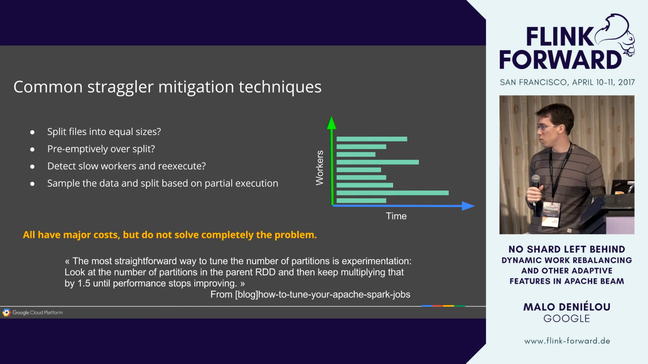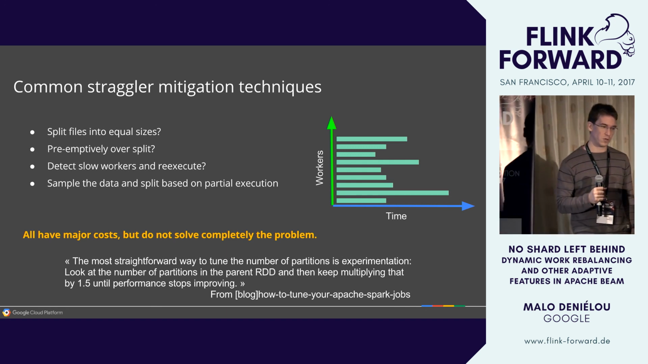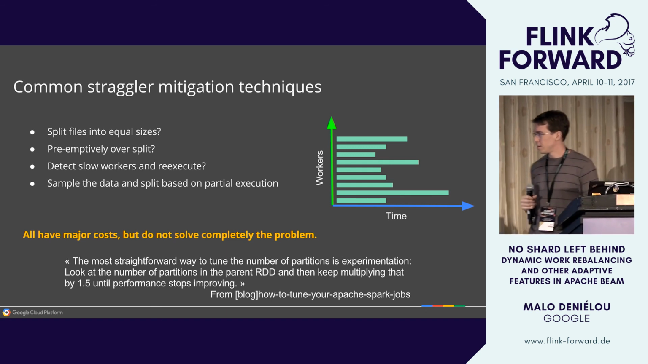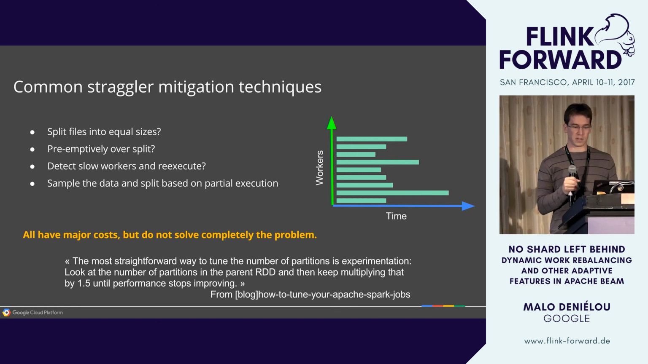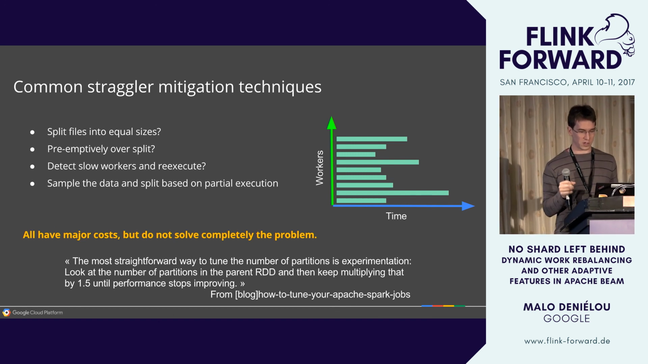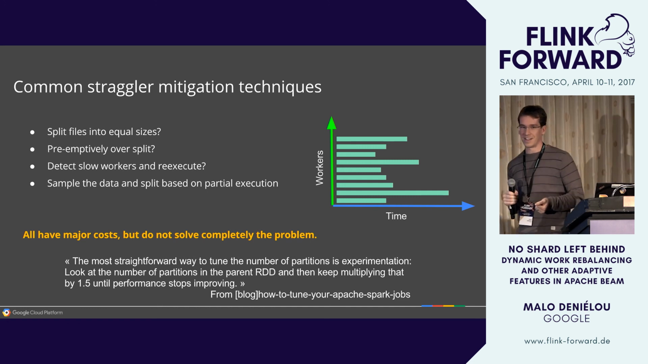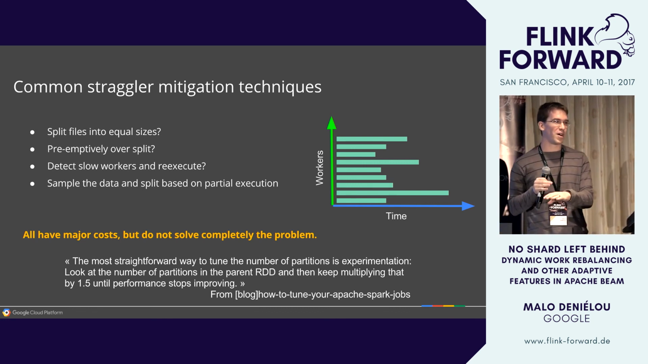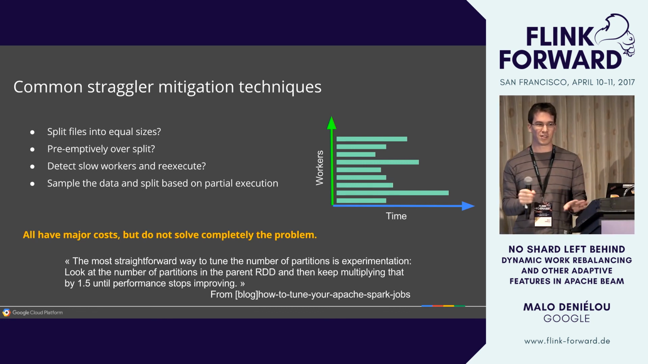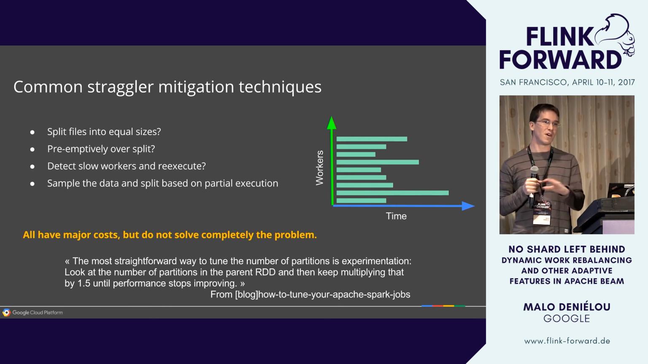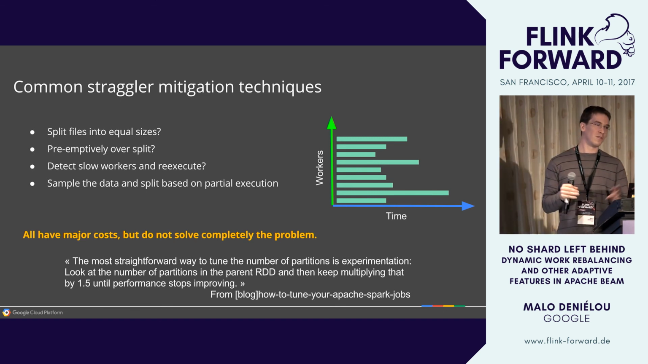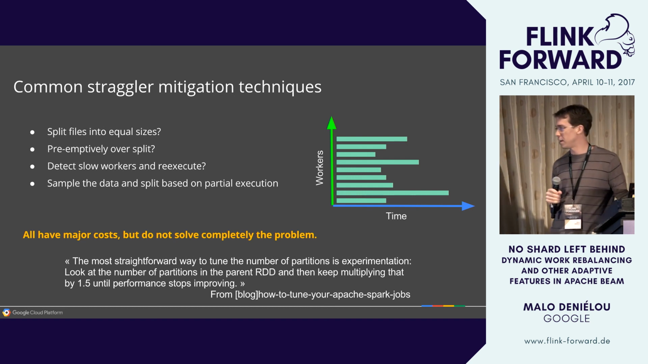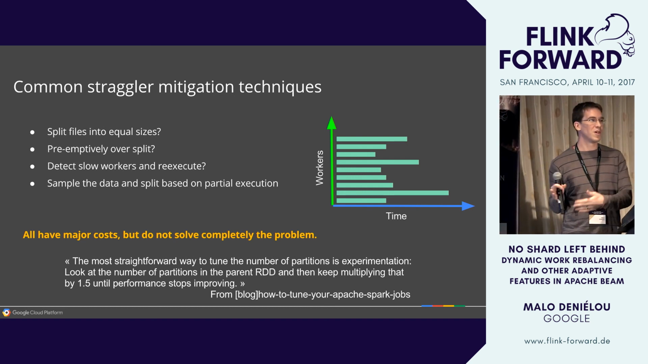To give you a quote from a real blog post, on how to tune your Apache Spark job: the most straightforward way to tune the number of partitions is experimentation. Look at the number of partitions on the parent RDD and then keep multiplying that by 1.5 until performance stops improving, right? I don't want to throw Apache Spark under the bus, that's not the point, because it's the same for every other processing system. And if you knew inside Google how we were doing things, we were doing things basically the same way, all right? But that should not be the way it works.